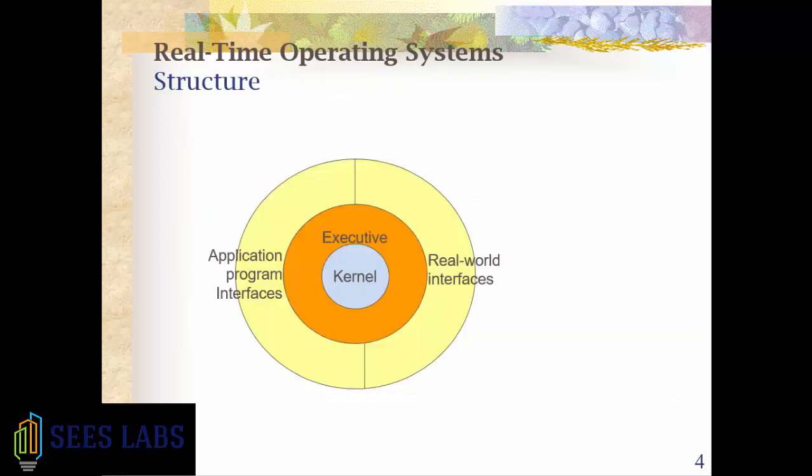Let's see the structure of a real-time operating system. The real-time operating system consists of 4 components. These are executive, kernel, application program interfaces, and real-world interfaces. Kernel is the most important part of an operating system. Another definition of kernel is that it is the part of the operating system which always resides in memory.